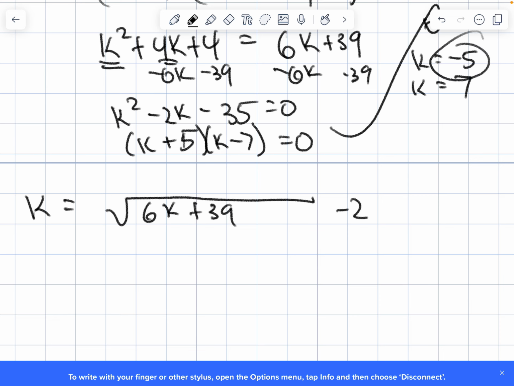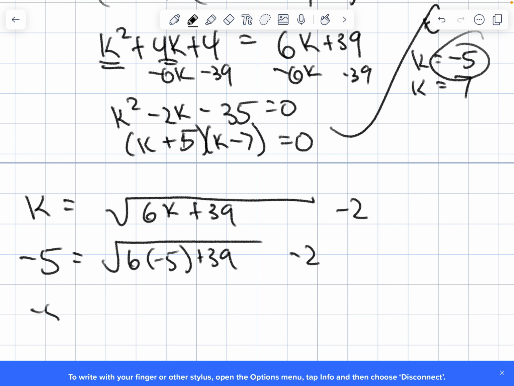Let's plug in negative 5 and see what happens. Negative 5 is equal to the square root of 6 times negative 5 plus 39. So is this true? Negative 30 plus 39.